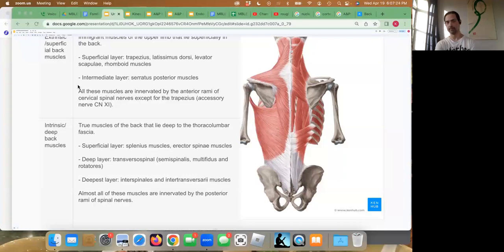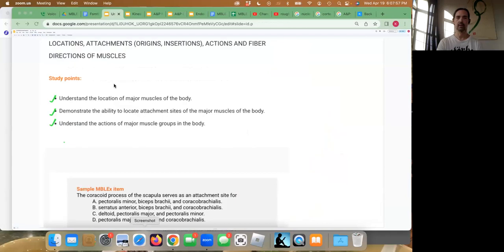Remember, extrinsic and then intrinsic. Extrinsic starts on the upper limb and then the fibers and cells migrate toward the spine. Intrinsic are all on the spine. So of these intrinsic muscles, we've only covered the superficial layer. That's the splenius muscles and the erector spinae, the ILS, the SEG or spinal erector group. We've only covered these. We haven't talked about the deep layer or the deepest layer. All right, so we have to understand the location of the major muscles of the body.